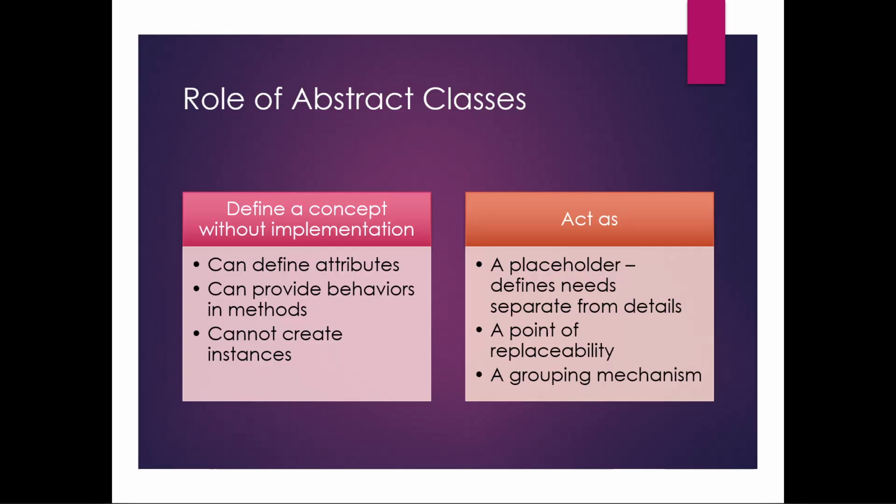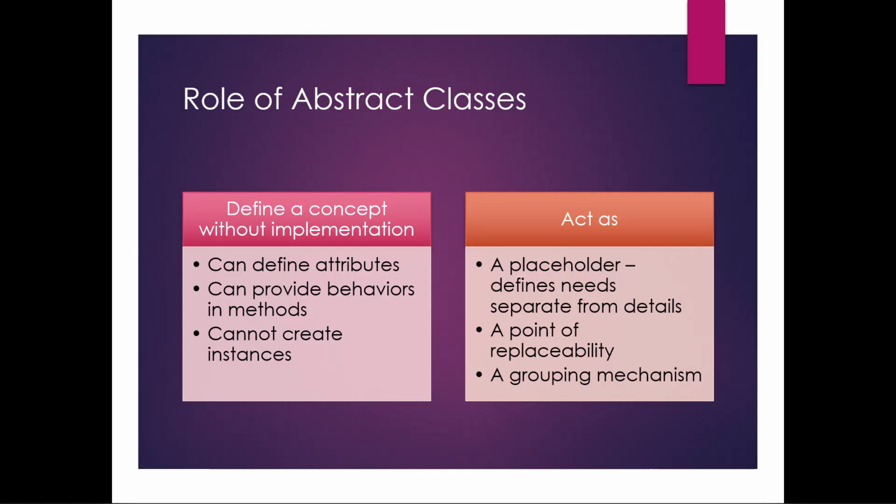The role then of an abstract class is to act as a placeholder for that need. I need power. I need food. And it's a point of replaceability. I might get my power from the grid, which could be coal-fired plants, or I can switch that over to wind and nobody would know any better. Or I can go to my backup generator when that's down and my house keeps running.